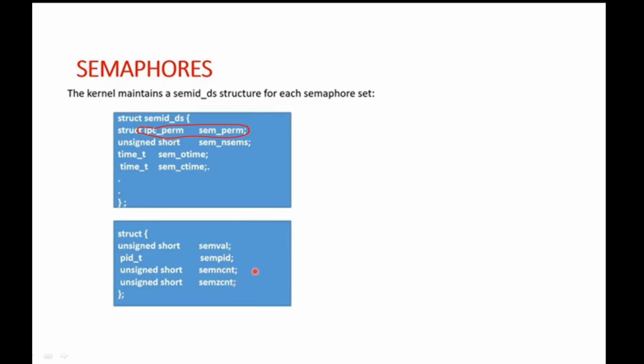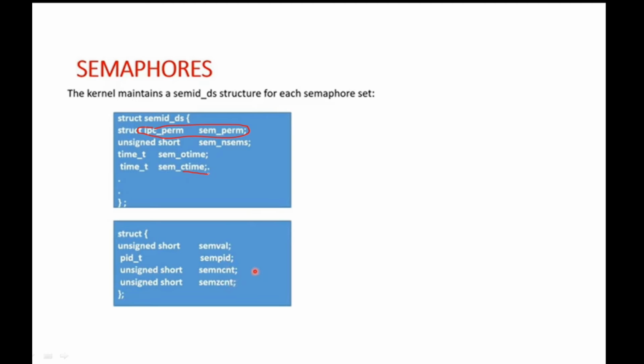Then an unsigned short, sem_nsems, is there, which is the number of semaphores in the set. Then sem_otime is there, that is the last semaphore operation time. Then sem_ctime is there, which is used for the last change time.